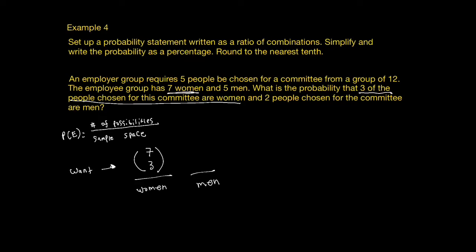And now let's do the same for men. Let's zoom in on men here. Here we have 5 men, and out of the 5 men, we want 2 of them to be part of the committee. So the way in which we can choose a man is going to be determined by this combination 5 choose 2. And this is going to be the number of possibilities. That is going to be the numerator in our ratio that's going to help us calculate the probability.